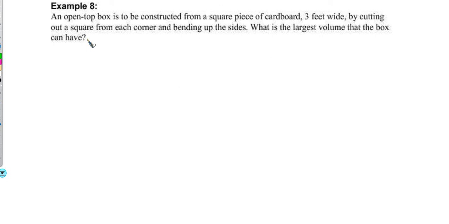Now in this one, we've got an open-topped box. I'm going to highlight that because there's no top to my box. It's got your sides and your bottom, but no top. And it's going to be constructed from a square piece of cardboard. It's going to be 3 feet wide, and we're going to cut out a square from each corner and bend up the sides. So this is almost like those intelligence tests that you take.